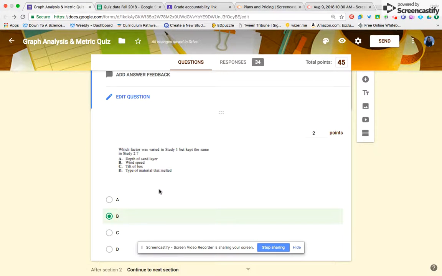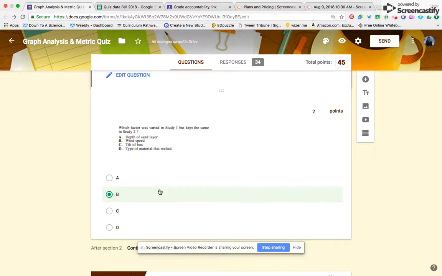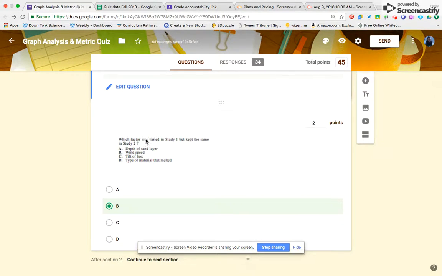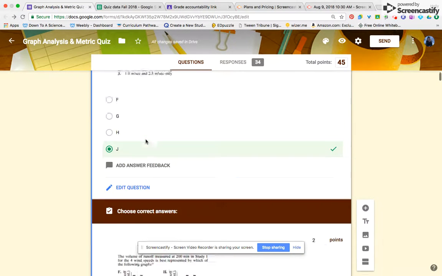And then lastly, it says, which factor was varied in study 1 but kept the same in study 2? This is another one that took a little bit more investigation. The majority of you chose the depth of sand layer, and while it did discuss that it was going to omit the sand layer for the second study, it was a factor that was changed, but it was not varied in the first study. The only thing that was varied in the first study was the wind speeds.